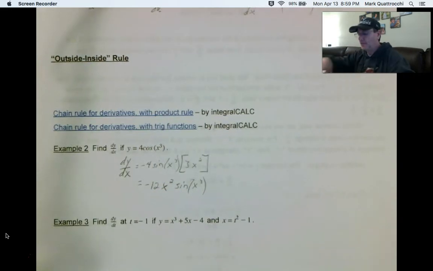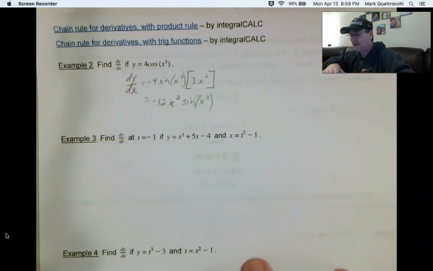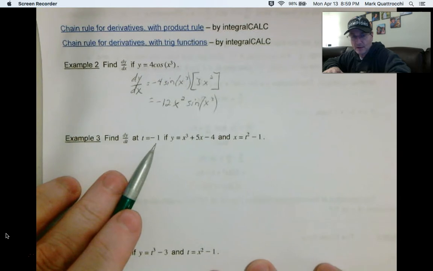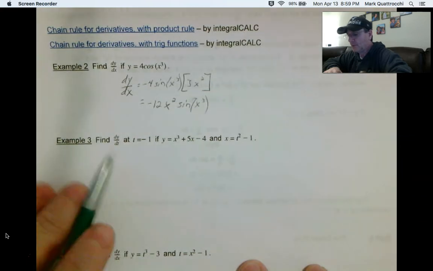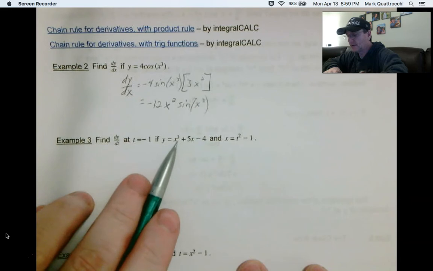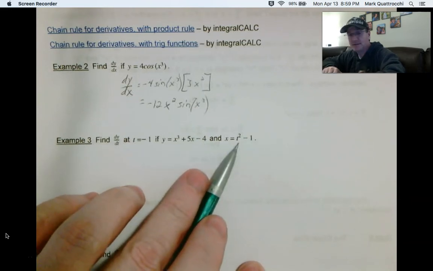Example 3. We want to find dy/dt at t equal to negative 1. So we're going to evaluate our final answer by plugging in negative 1 for our t value. We want to find dy/dt if y is equal to x cubed plus 5x minus 4 and x is equal to t squared minus 1.